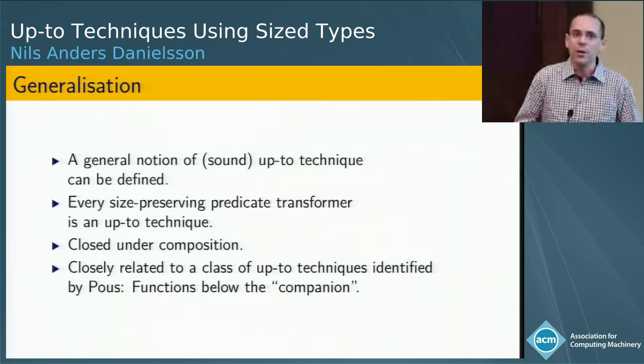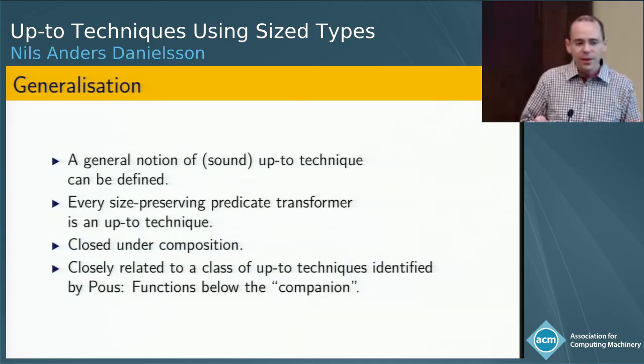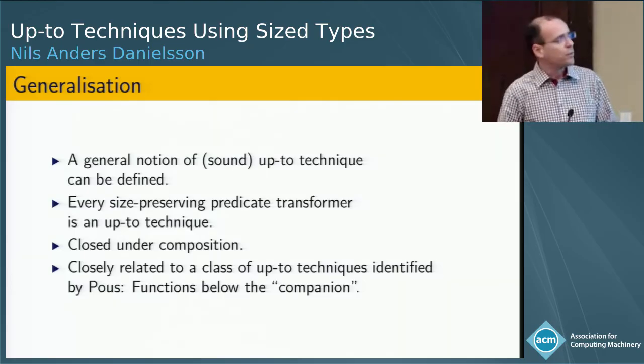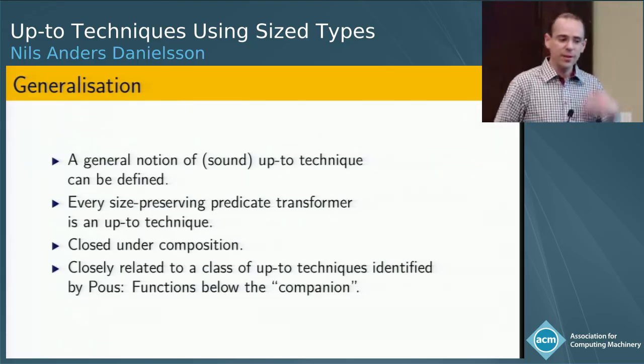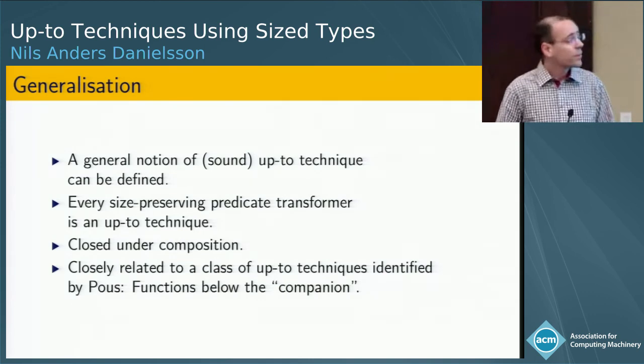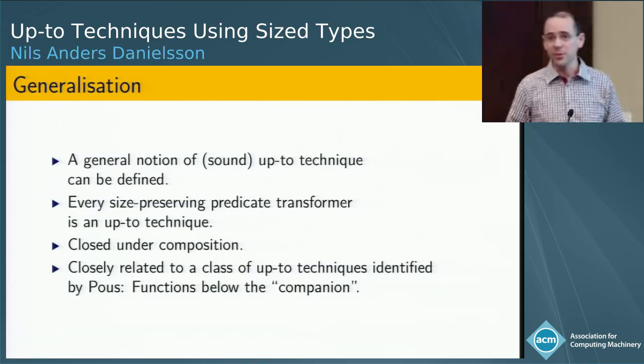So I focused on bisimilarity so far, but you can define up-to techniques in a much more general setting. And if you work in this setting, then every predicate transformer that's size-preserving in a certain sense turns out to be an up-to technique. And furthermore, this class of up-to techniques that you get in this way is closed under composition, so that it's easy to combine them. And that property does not hold for the full class of all up-to techniques. That class is not closed under composition.